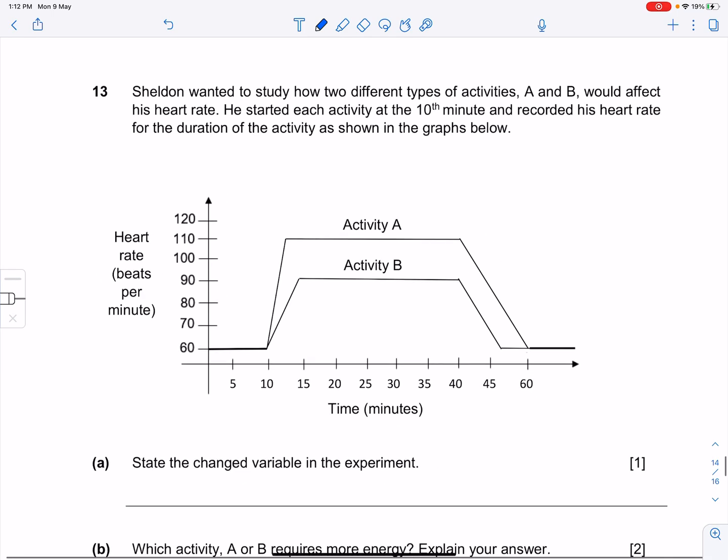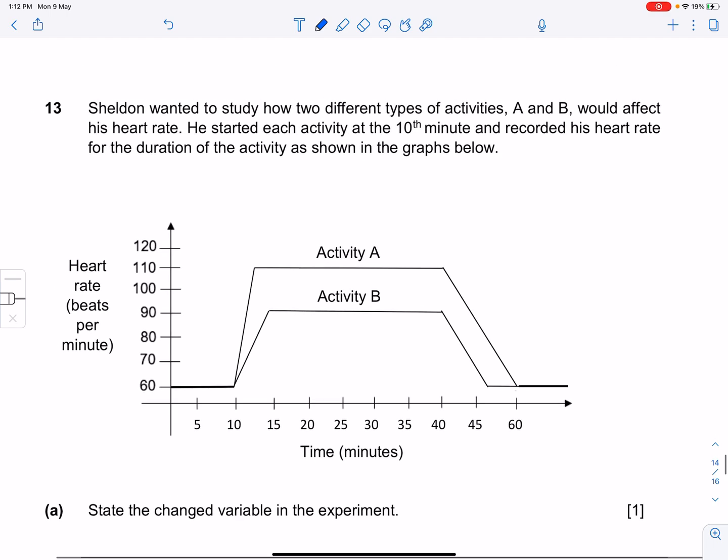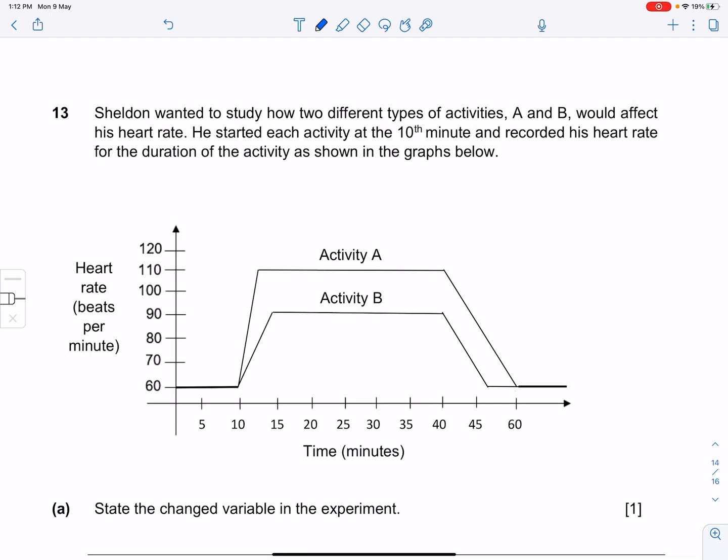Alright, next question, very straightforward. Once again, it's on your heart rate question. Okay, I will show you that you need to memorize the previous revision paper's answer to answer this. So let's take a look.